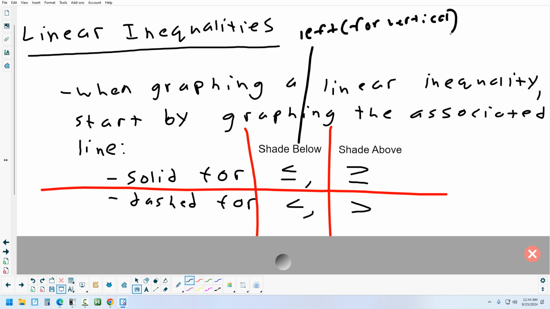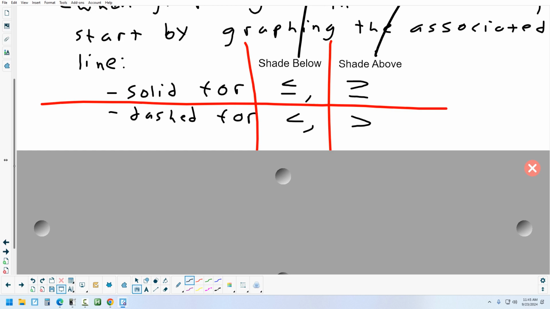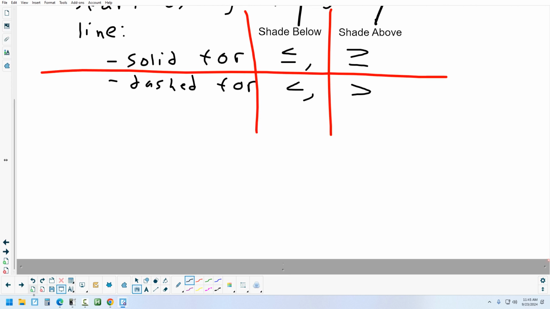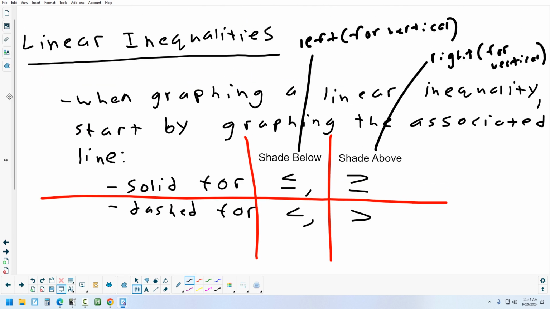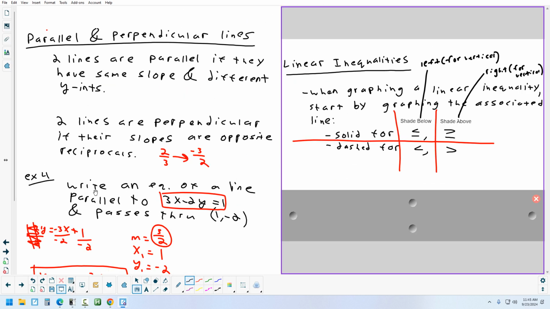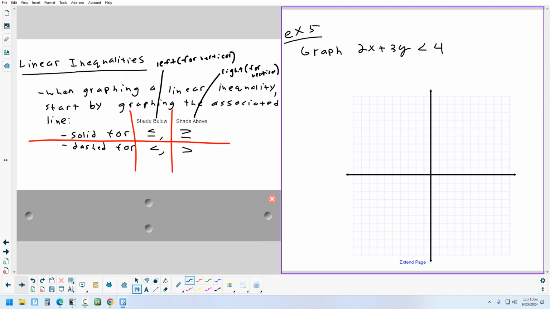So left for vertical, and shade above. Well, again, that would be to the right. But other than the special case for vertical, that chart will work all of the time. Let me see if I can leave that up while we do the problem.